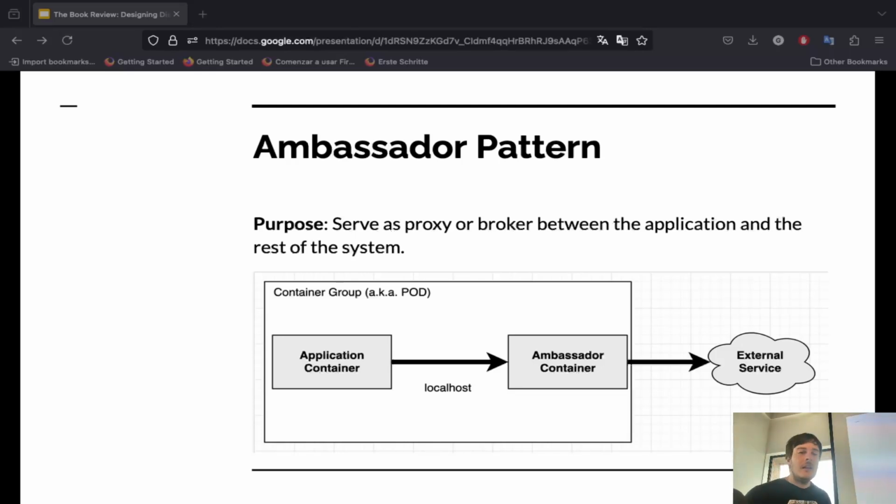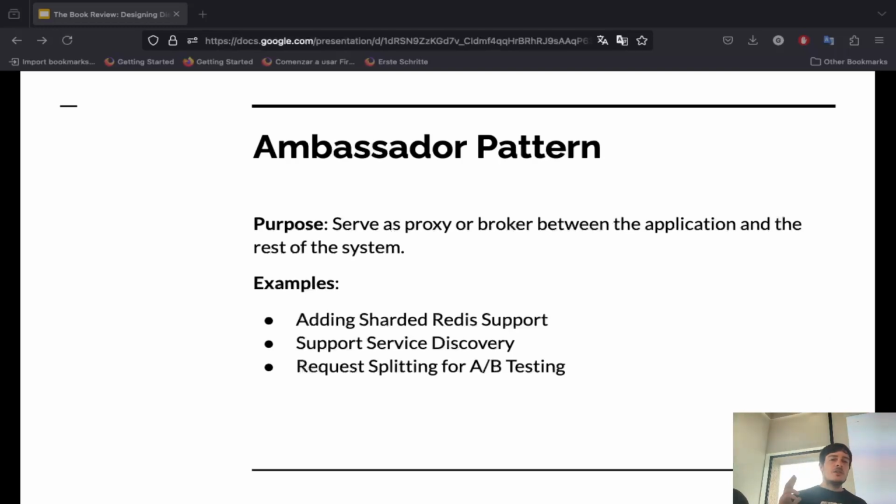Then the next pattern that the book mentions is the ambassador pattern. The purpose of the ambassador is to proxy or to act as a mediator between the application container and the rest of the world. In this case, we can see that the application container forwards a request to the ambassador, and then the ambassador contacts the outside world. Here it mentions 3 examples: adding support for sharded Redis, adding service discovery, and also adding request splitting with A/B testing.